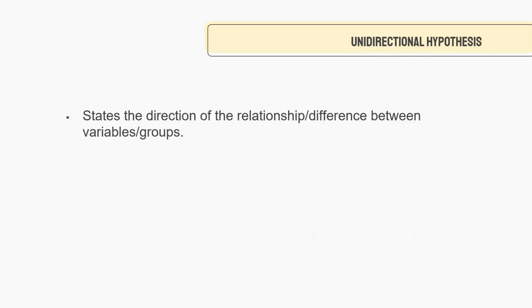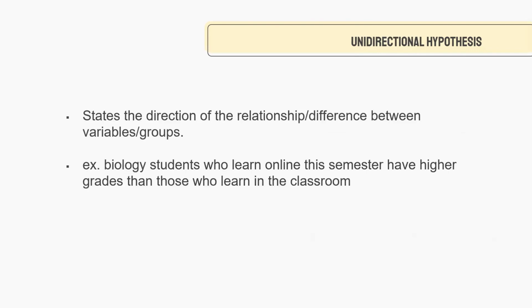For the alternative hypothesis, for unidirectional, the unidirectional hypothesis states the direction of the relationship or the difference between variables or groups. So it states which is higher or which is lower, or if there is a positive or a negative relationship or association between variables. So for example, biology students who learn online this semester have higher grades than those who learn in the classroom.